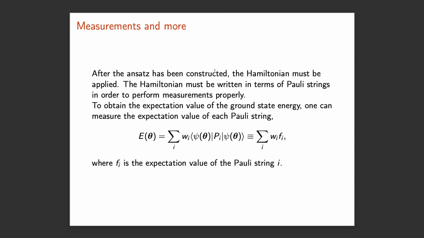And after the ansatz has been constructed, the Hamiltonian must be applied. And that Hamiltonian has to be written in terms of these Pauli strings. The reason for that is simply because these Pauli strings are the way we often think of interacting with a given quantum computer with an external probe, which makes the measurement.